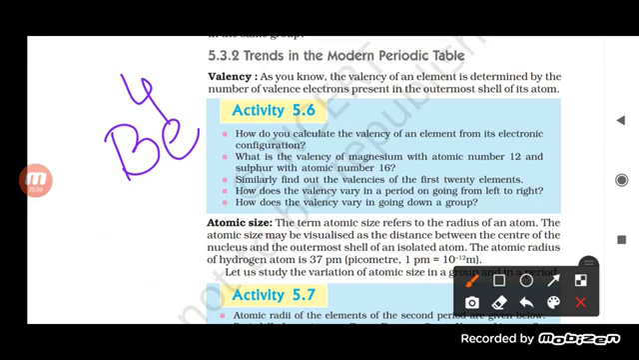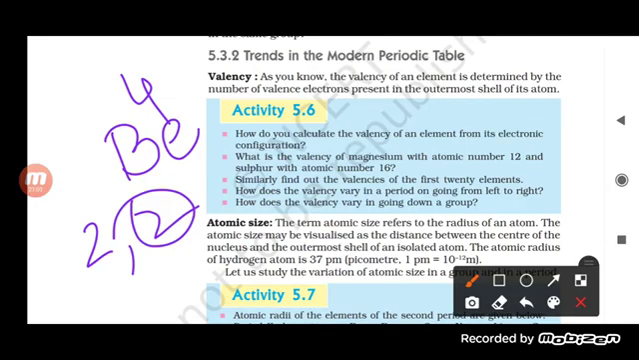Okay, so it's beryllium, its atomic number is 4, and when we do the electronic configuration, what is the electronic configuration of beryllium? It will be 2, 2. So the number of valence electrons present in beryllium will be 2 here. So right now the valency will also be 2.